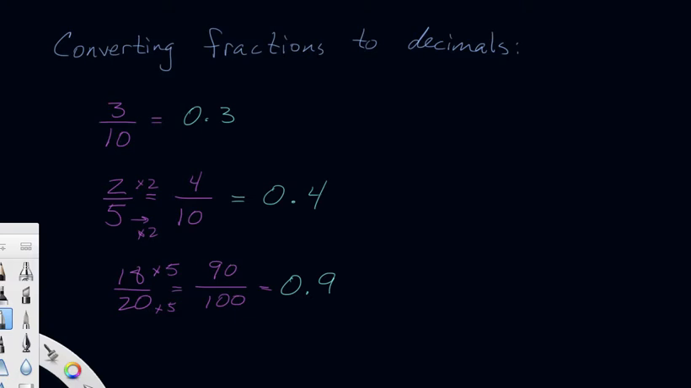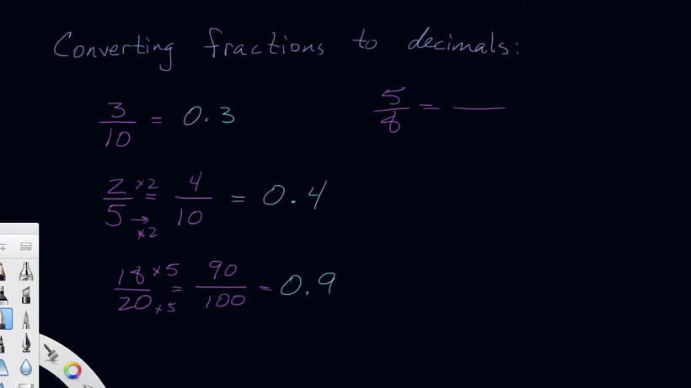But many fractions do not have that nice, easy denominator. Let's take a look at a fraction like 5/8. I cannot easily get an 8 to a 10 or 100. I could get it to 1,000, but I'm sure many of you don't know your times tables well enough to get straight up to 1,000 in the denominator here.